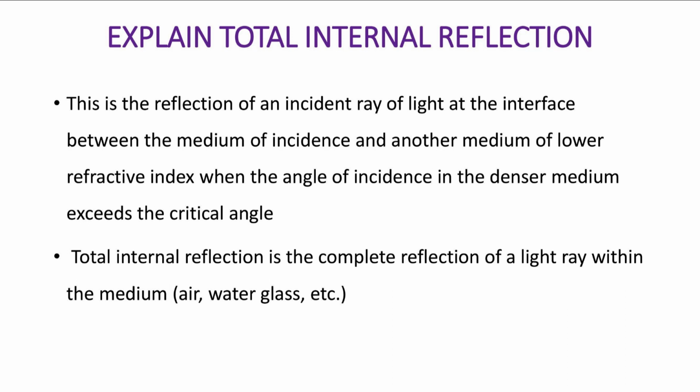One of them would be to explain total internal reflection. Note that total internal reflection of an incident light is the reflection of an incident light at the interface between the medium of incidence and another medium of lower refractive index when the angle of incidence in the denser medium exceeds the critical angle. Now, you can also just simply say it is the complete reflection of a light ray within a medium. In this medium, we can say it's either glass, water, or air.